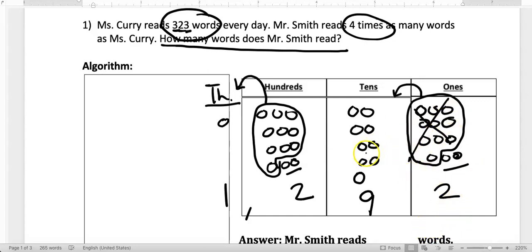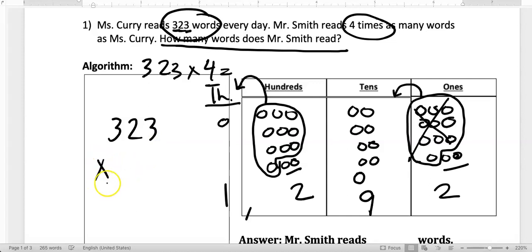Now I'm going to show you how to regroup using the algorithm. So I'm going to set my number up with my sentence, right? We have 323 times 4 because Mr. Smith read 4 times as much as Miss Curry. Setting up my problem, remember your largest number goes on the top, 323.